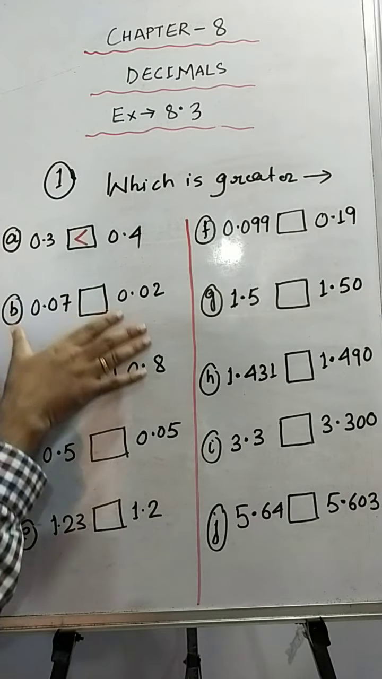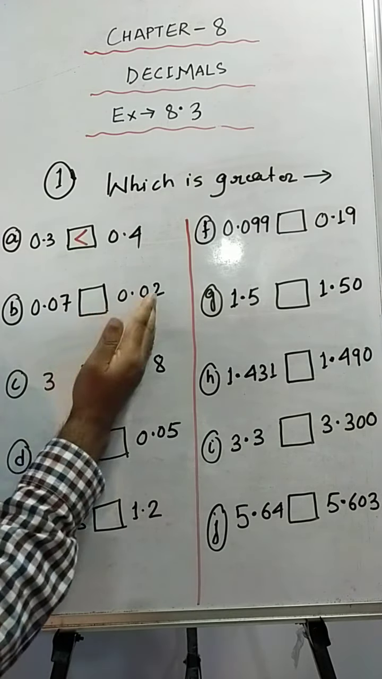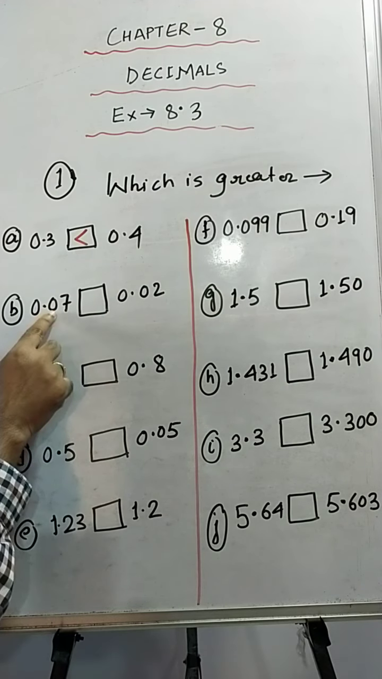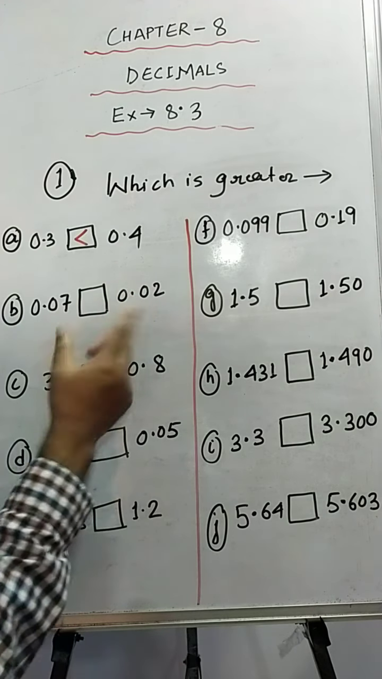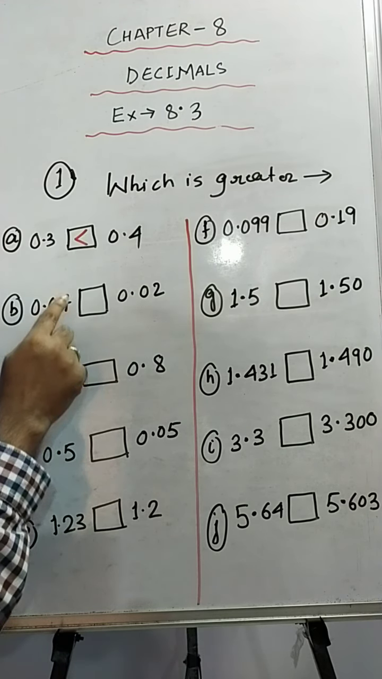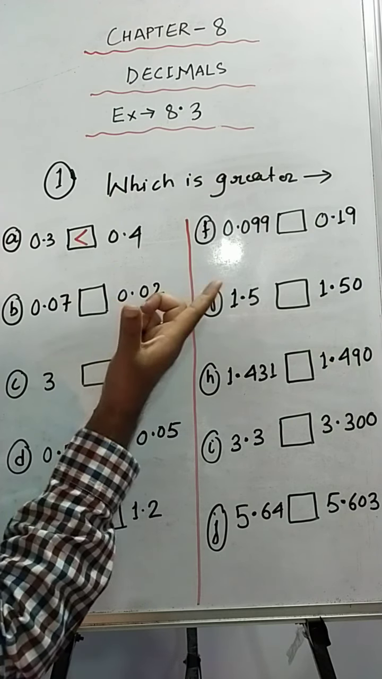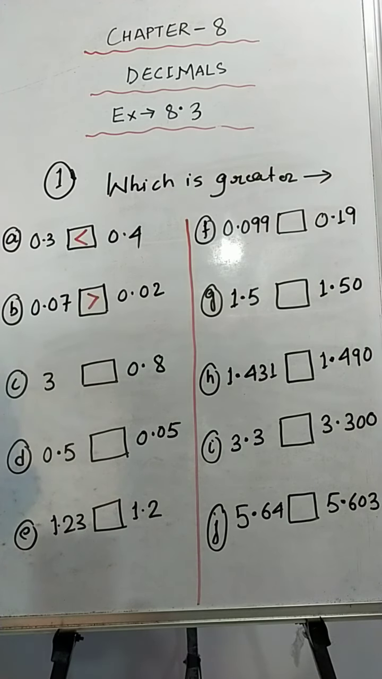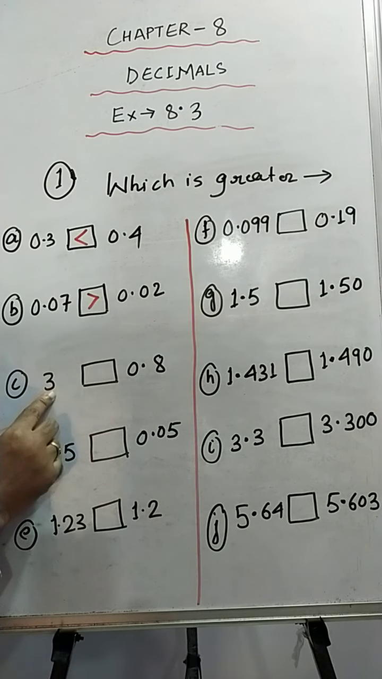As simple as this. Fine. So the same thing we will continue with each and every question. Now again we'll see the whole part. 0, 0, both are equal. 10th part, what is there? 0, this number 0, both are equal. Now the 100th part. On the 100th part we have 7 and this number is carrying 2. So which is greater? Obviously 7. So we'll write 0.07 is greater than 0.02.